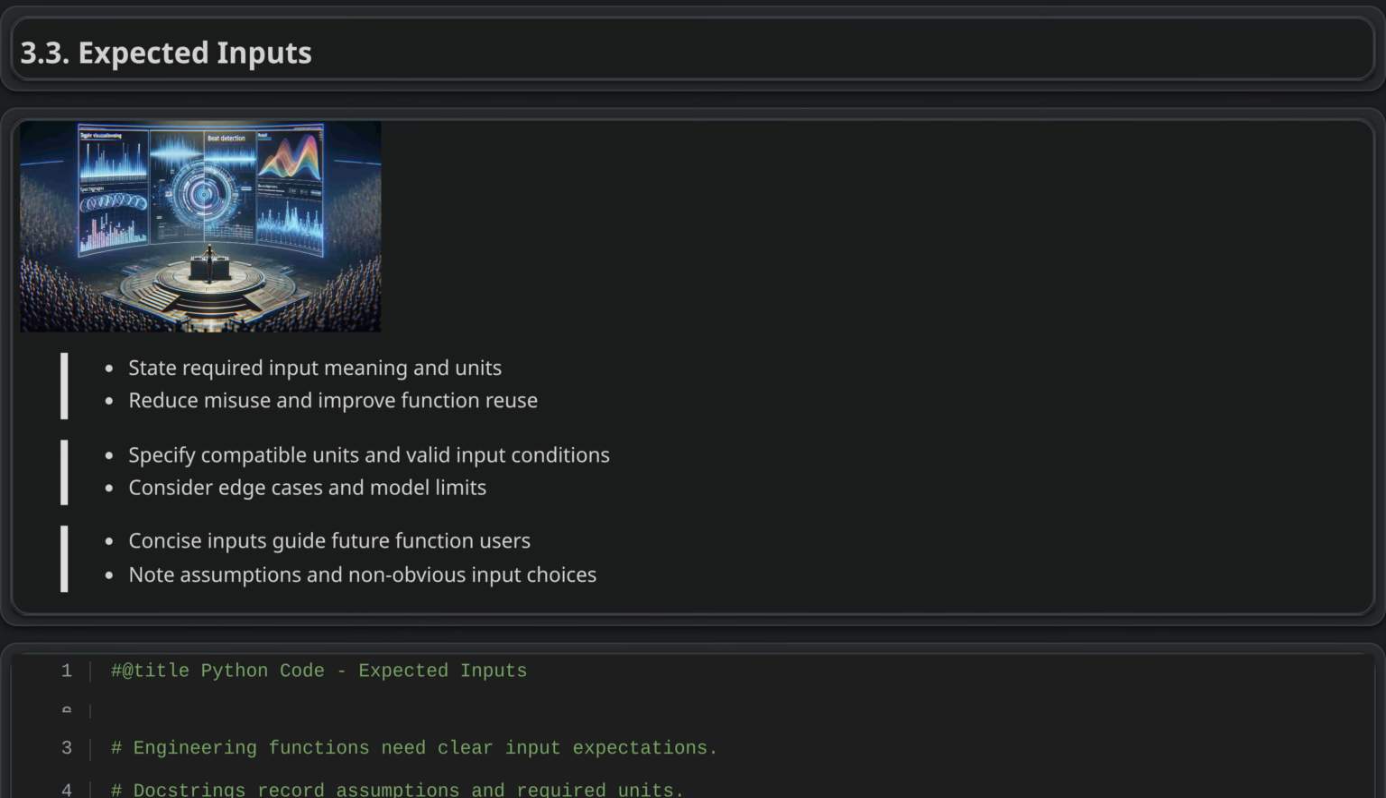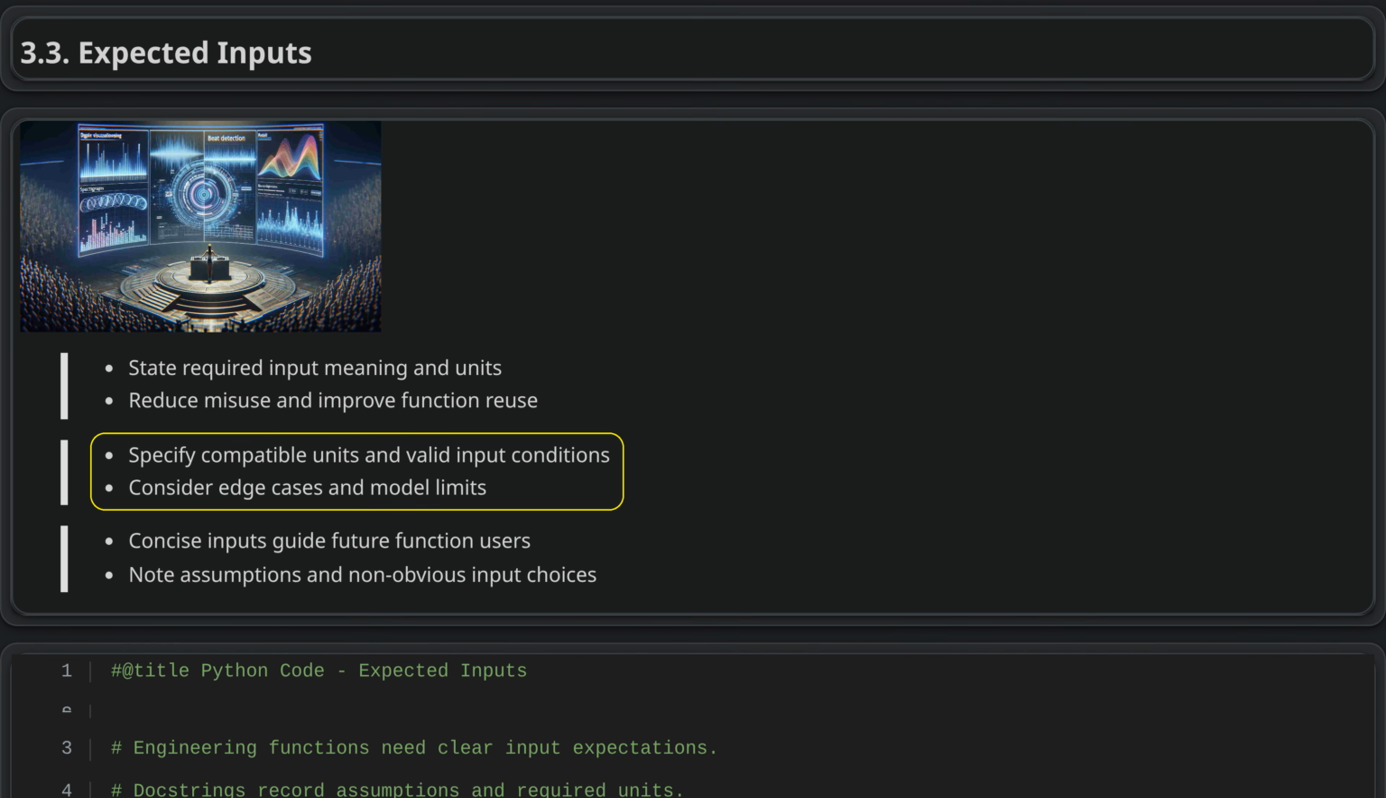Expected inputs. When documenting an engineering function, clearly state the expected inputs so users know what data the function needs to work correctly. A good docstring explains what each input means, its required units, and its format, such as meters, Kelvin, or numeric material properties. This makes the function easier to reuse, test, and apply correctly in different workflows. Clear documentation of expected inputs helps prevent silent errors that produce wrong results without crashing a program.